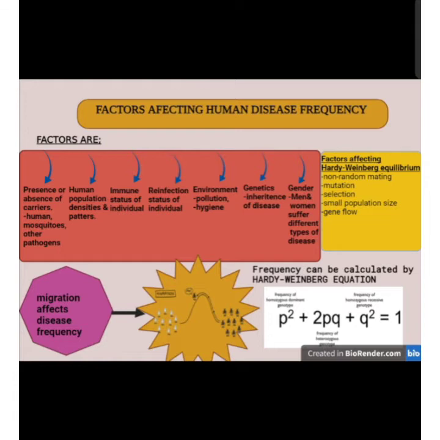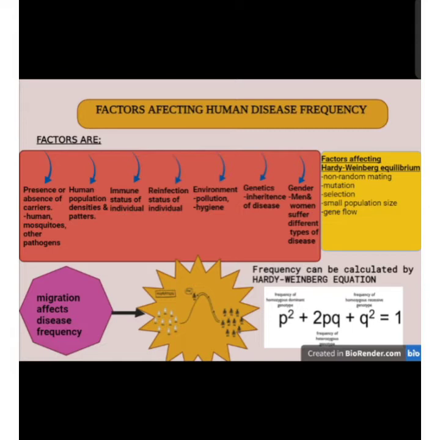Many times, environment plays a vital role in the spread of disease, which can be caused due to pollution and hygiene. And next is genetic inheritance of disease, like cystic fibrosis, sickle cell anemia, alpha and beta thalassemias, etc. It also depends on gender. Many times only females get affected by the disease and sometimes only males. Other factors we can see here are the factors affecting Hardy-Weinberg equilibrium.